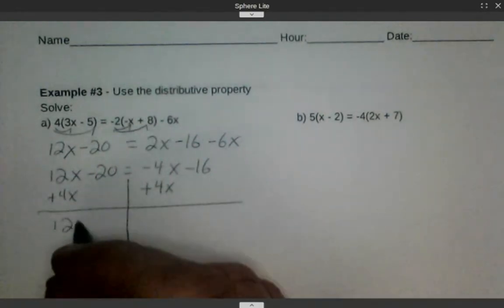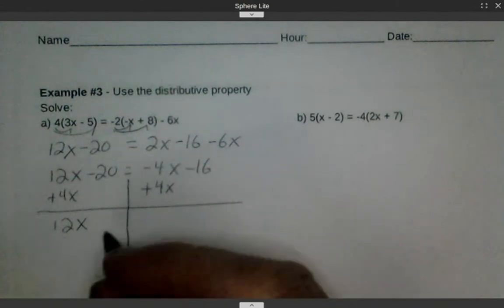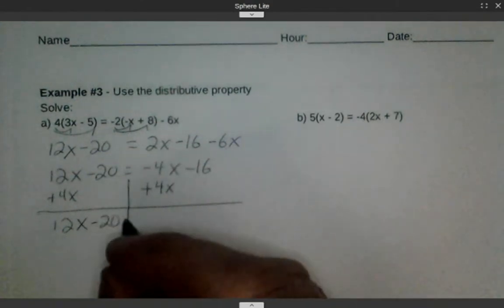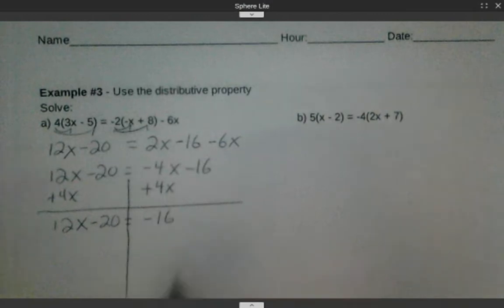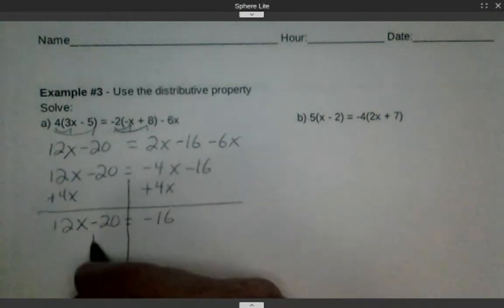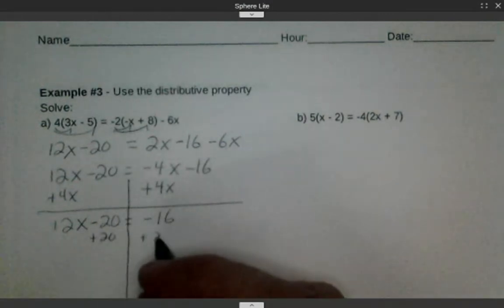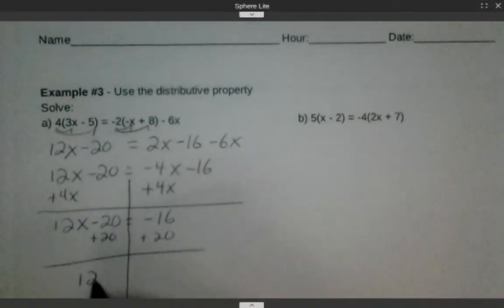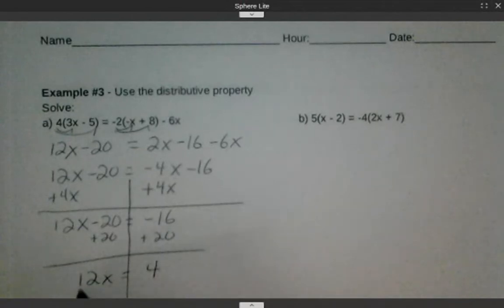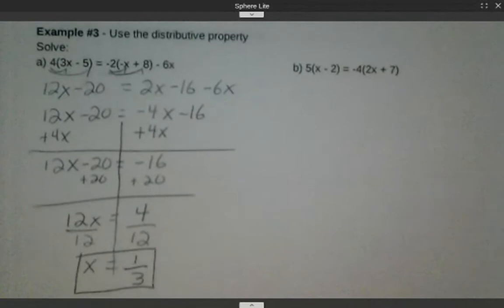This gives me 12x minus 20 equals negative 16. I'm going to add 20 to both sides, and I get 12x equals 4. We're then going to divide both sides by 12, so that x is equal to 4 over 12, but we want to reduce this because 4 goes into both. This will be 1 over 3. Oops, sorry.